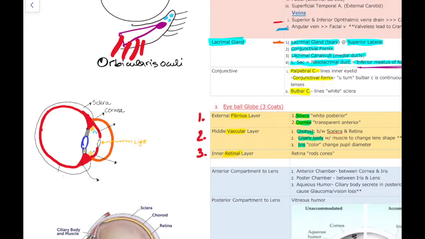So you can see up top we have the external right here, which comprises the sclera, which is the outermost layer of the eye. Then we have this orange cornea, which is the transparent anterior part. Then in the middle we have the choroid. We have the ciliary body and the iris. So this is my iris here, and this is my choroid, and this is my ciliary body.